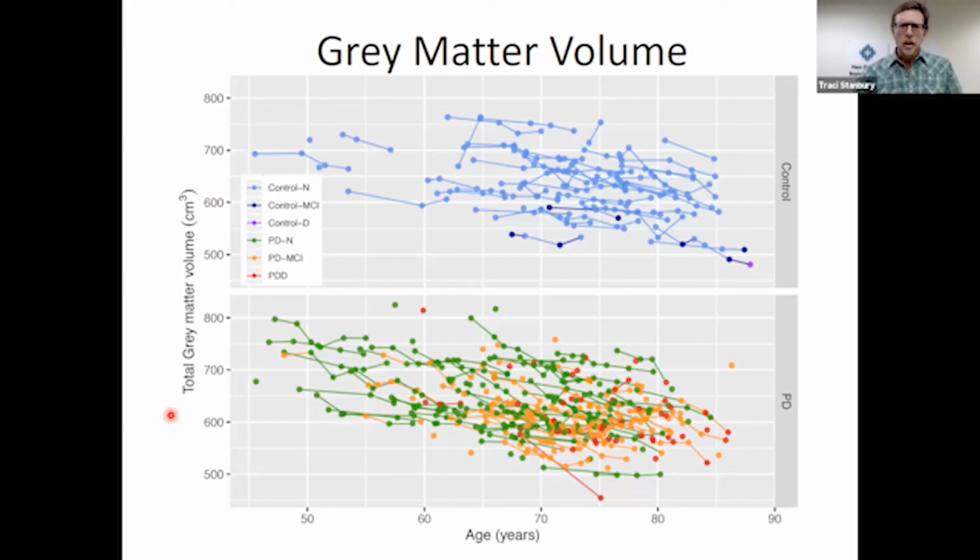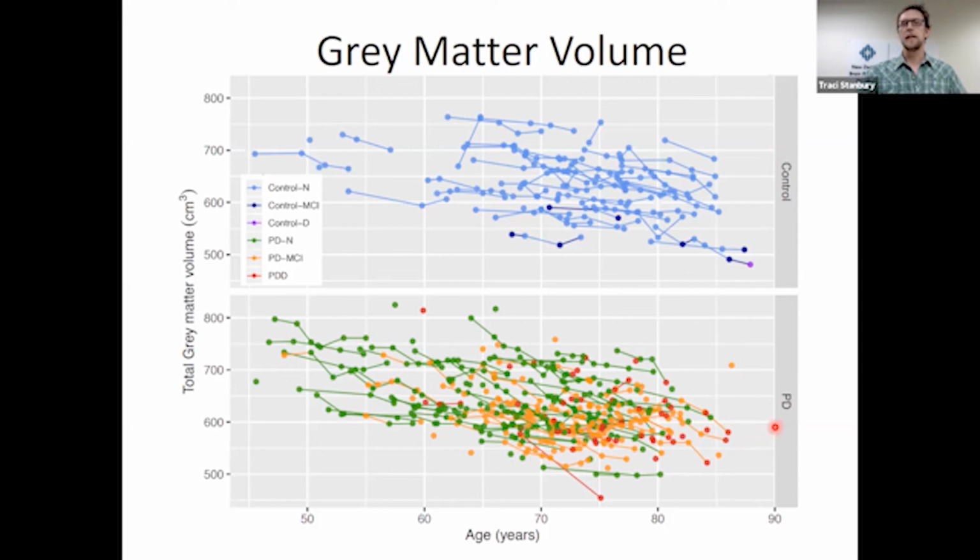So what we're looking at here is now total gray matter volume. Sorry, we're not looking at thickness, we're looking at volume. So this is how much gray matter a person has in his or her brain. That's what we're seeing along the vertical axis. And along the horizontal axis, we're looking at age, starting here at 50 all the way up to 90. Now the top panel shows healthy individuals, so these are individuals who do not have Parkinson's disease. And along the bottom panel, you see Parkinson's disease patients.